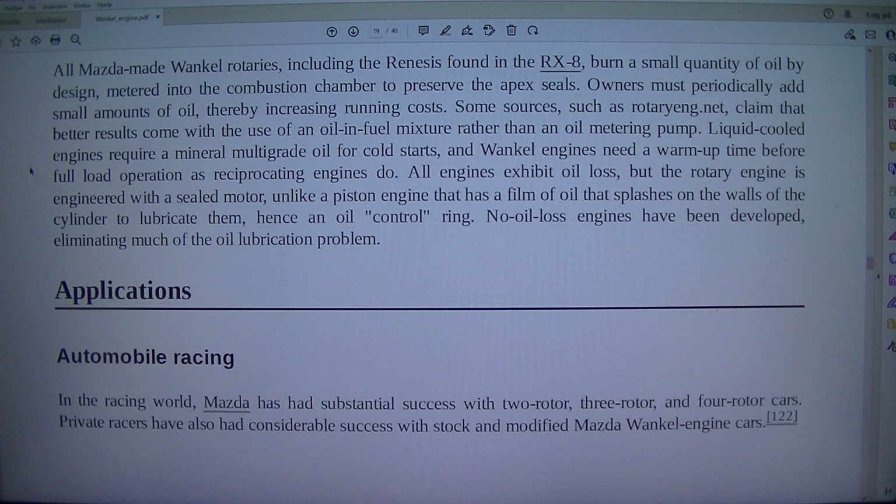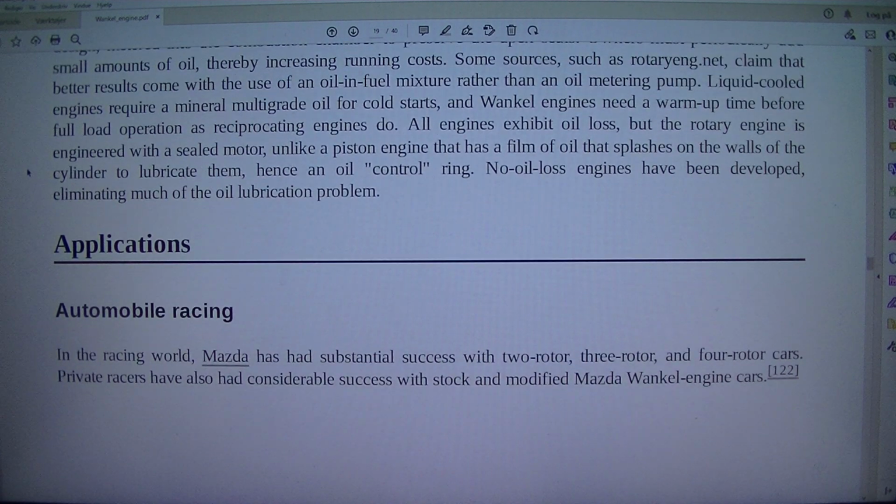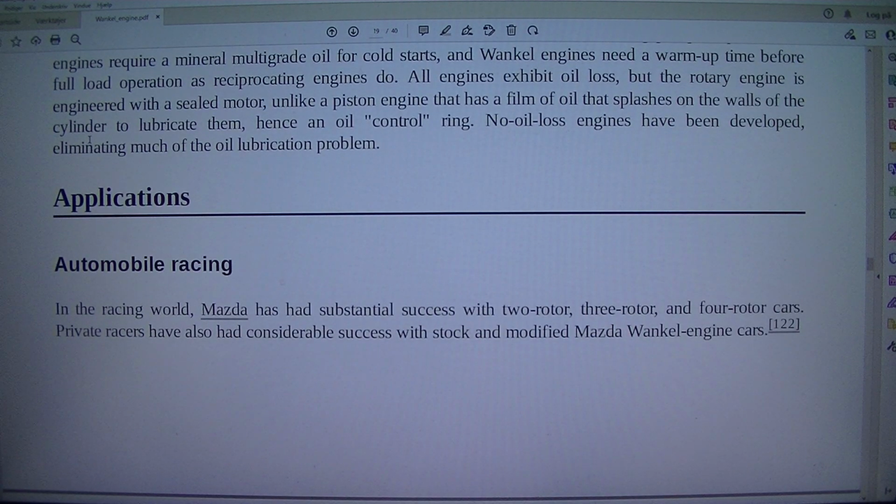All engines exhibit oil loss, but the rotary engine is engineered with a sealed motor, unlike a piston engine that has a film of oil that splashes on the walls of the cylinder to lubricate them, hence an oil control ring. No oil loss engines have been developed, eliminating much of the oil lubrication problem.